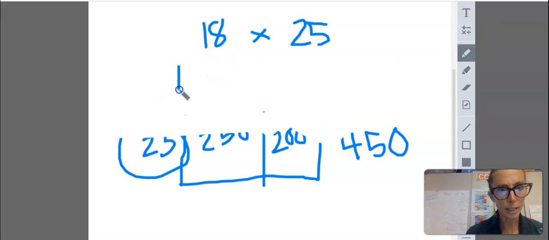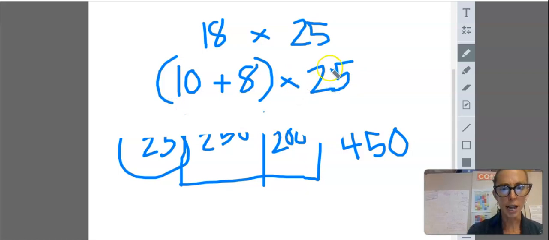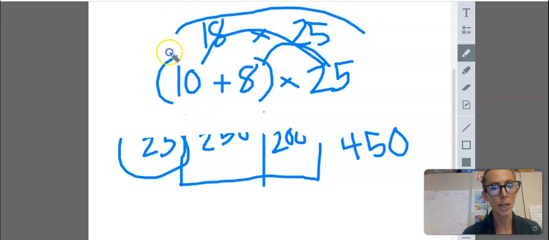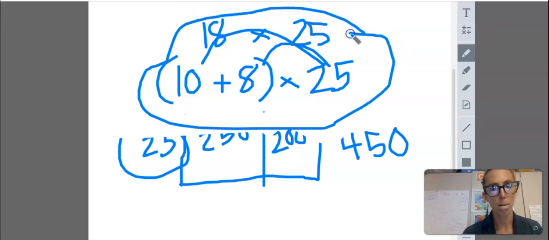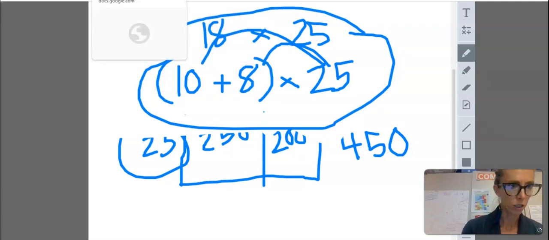I split up the 18, so I broke that up, but then I did not break up the 25. So then I was able to distribute my 25 through to get my 2 partial products. So it's showcasing what's happening in the numbers, as well as the area model. So just keep that in the back of your mind.